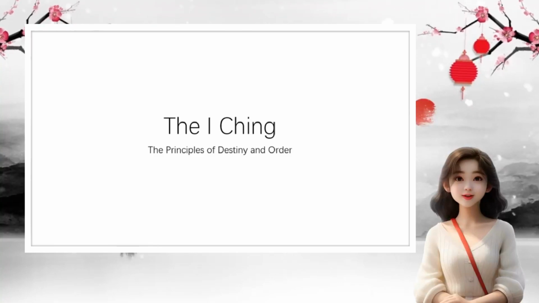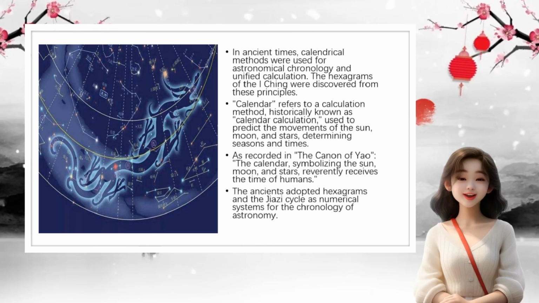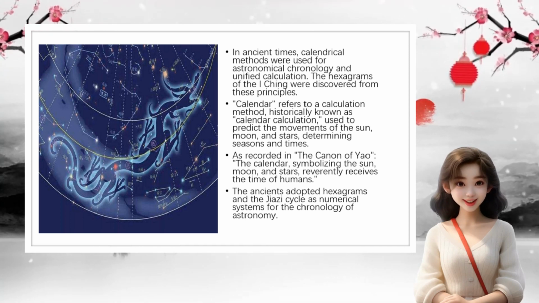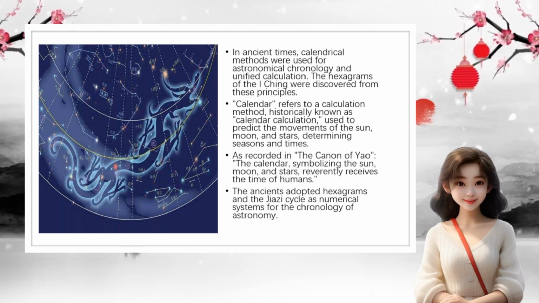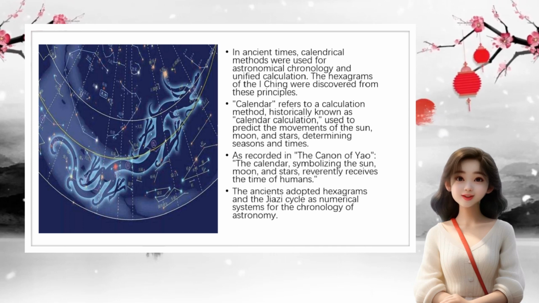The I Ching principles of destiny in order. In ancient times, calendrical methods were used for astronomical chronology and unified calculation. The hexagrams of the I Ching were discovered from these principles.